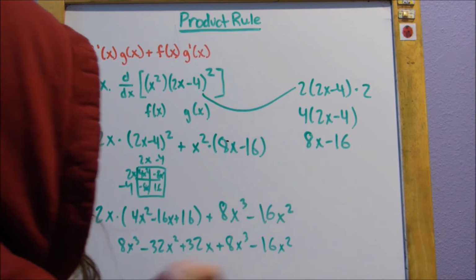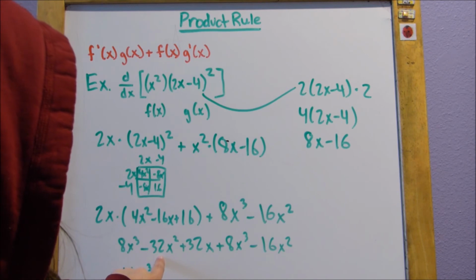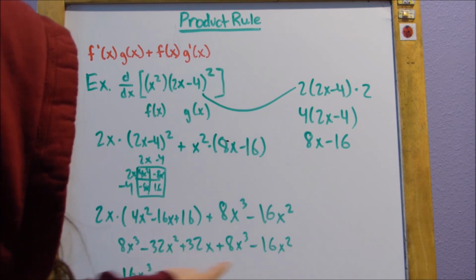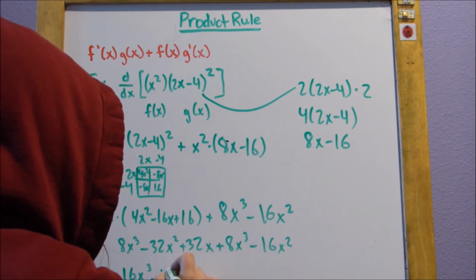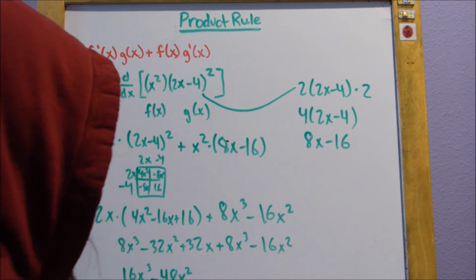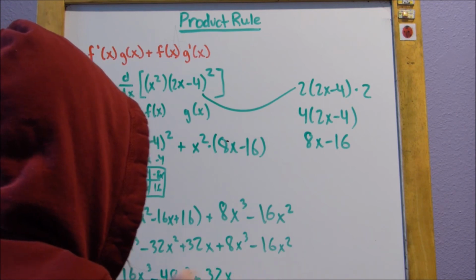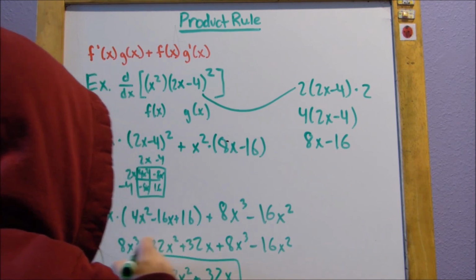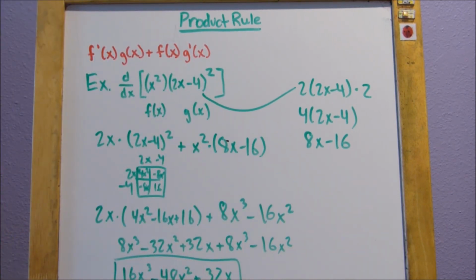So this plus this will be 16x cubed. Then we have minus 32x squared and minus 16x squared, so we end up getting negative 48x squared. Correct? Yeah. And then our final term is 32x. So this is our final answer, and that's how easy it is to use product rule and chain rule.